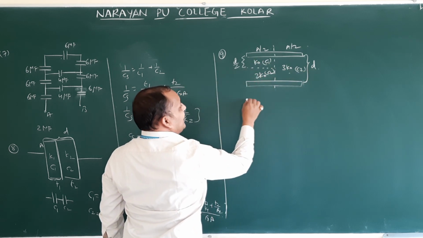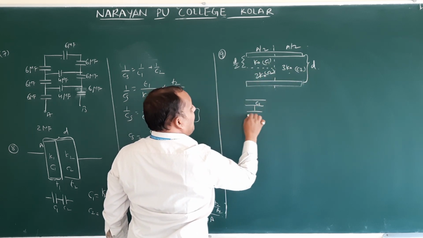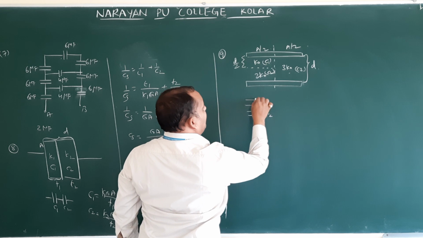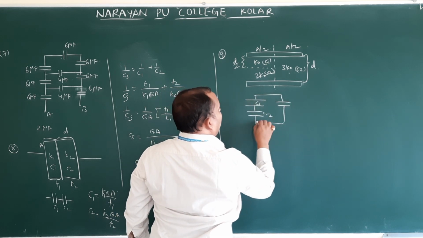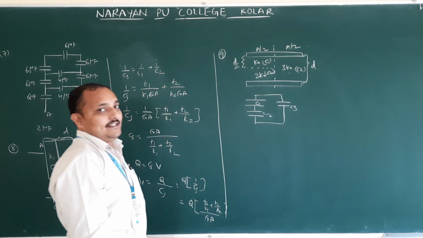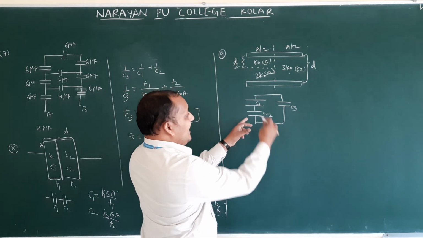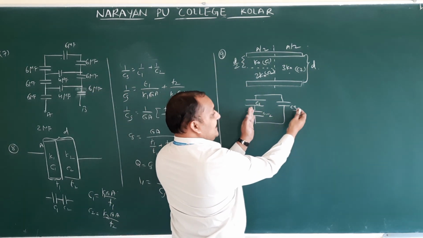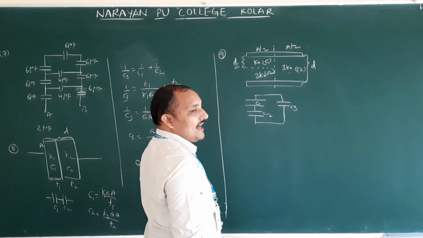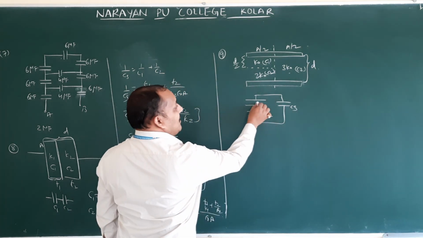How are C1, C2 connected? C1 is connected with C2. Correct? So now C1, C2, how are these two connected? In series. Again the C1, C2 combination with C3: these two are connected in parallel. Therefore, first we will find what is C1.